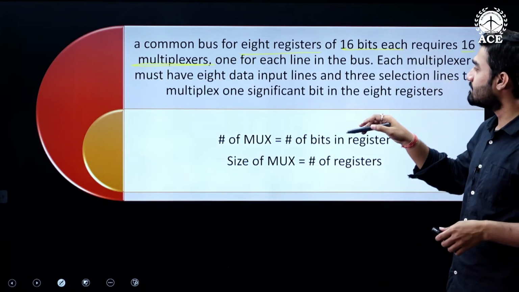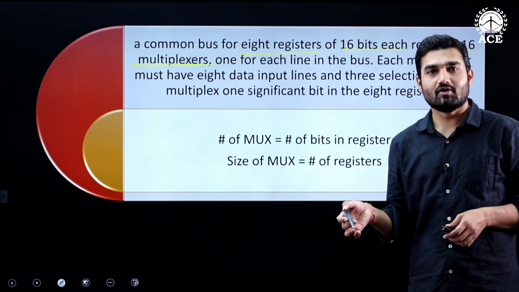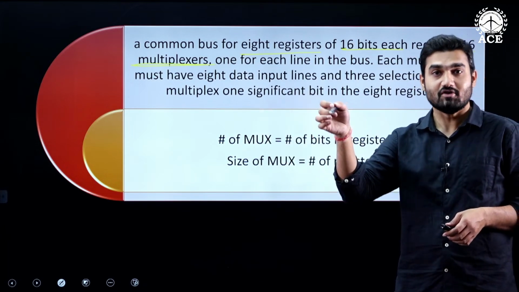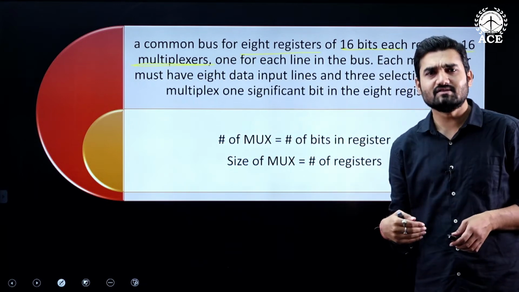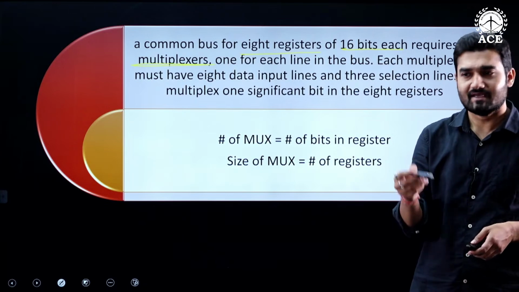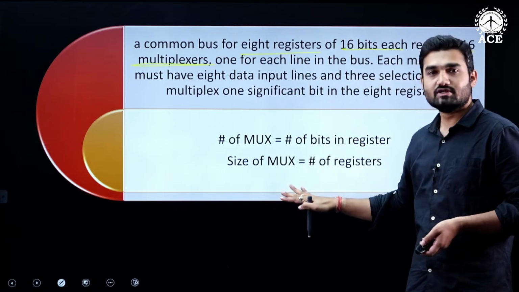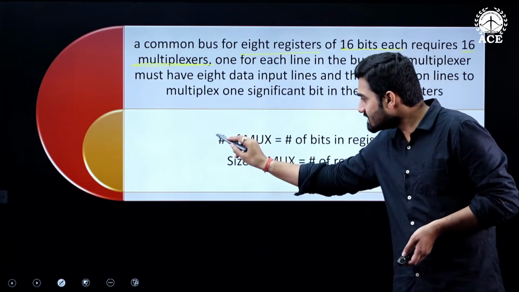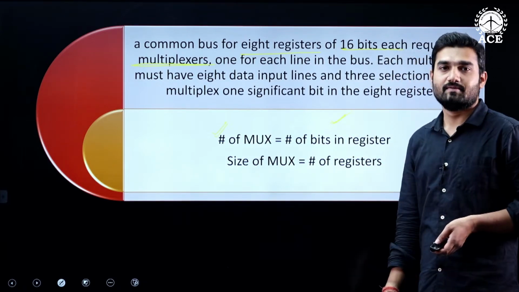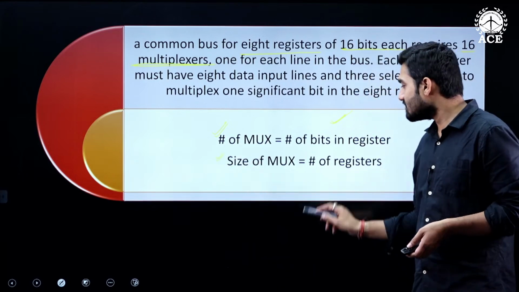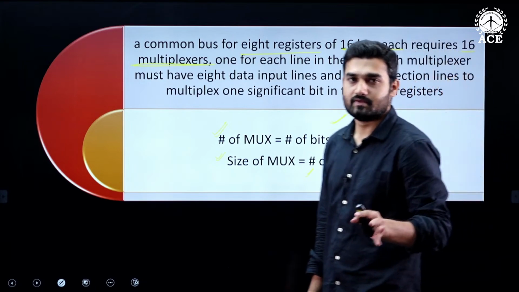Each multiplexer must have how many data inputs? 8 data inputs, because the number of registers is 8. Now if 8 data input lines are there, what is the size of mux? 8 cross 1. Okay, fine. So this type of question may be formed. This is the conclusion of everything. If someone asks what the number of mux is, it depends on the number of bits in a register. What is the size of mux? It depends on the number of registers. I think you can conclude these two things. Everything is over, right? Fine.